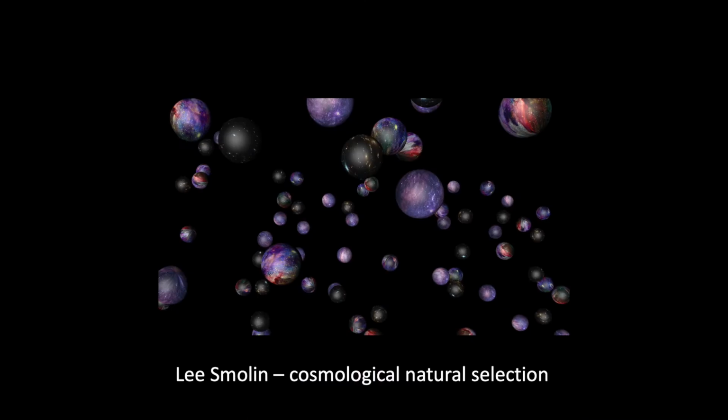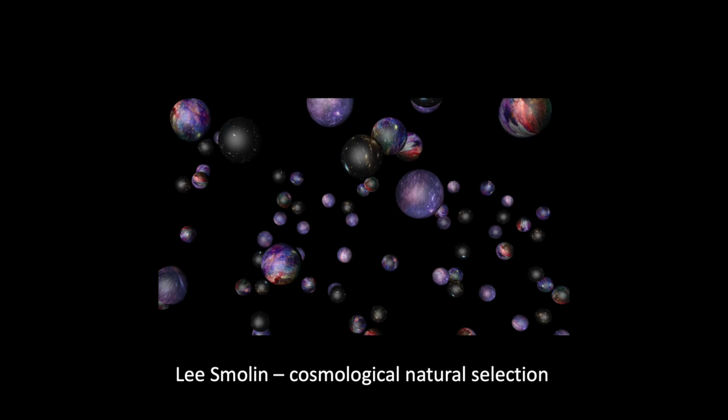Lee Smolin, a theoretical physicist at the University of Waterloo, coined the term cosmological natural selection. It's this crazy idea that when a black hole collapses, it creates a new universe. So for every black hole, you get another universe.